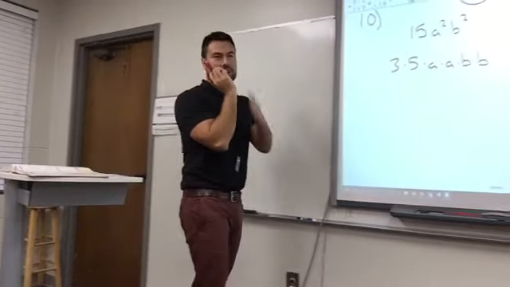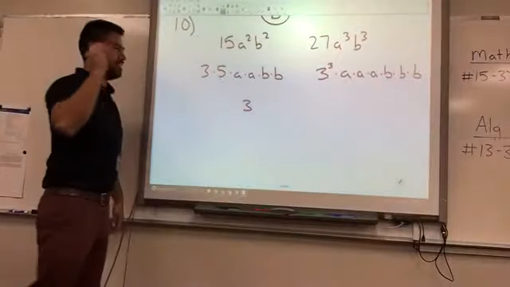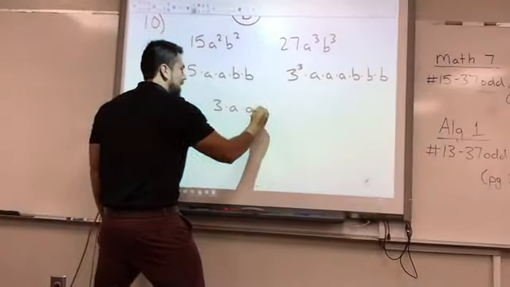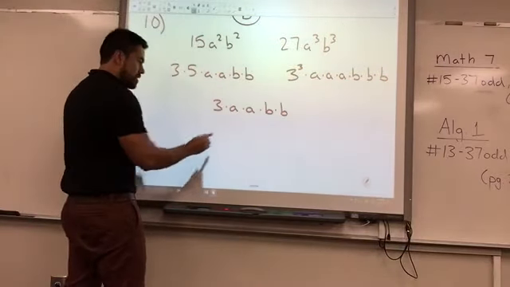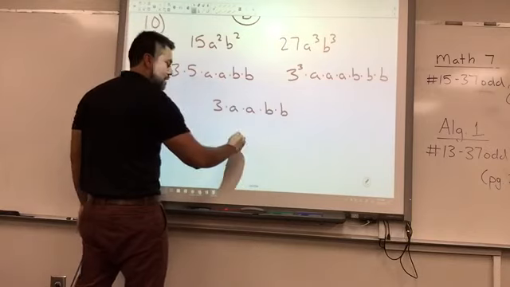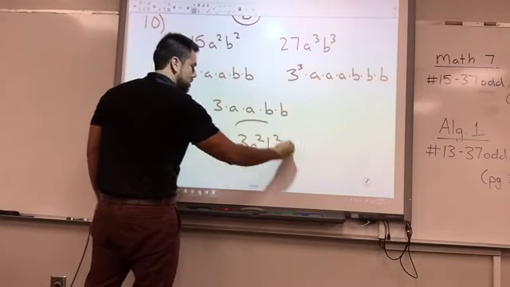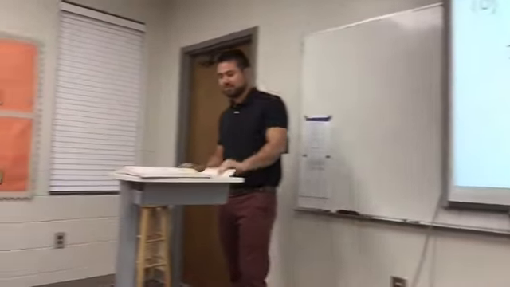What do they share in common? They share a 3. They share 2 A's. So I'm going to put the 2 A's and 2 B's. They have those in common. So your final GCF would be 3A squared B squared. That's your GCF of those two. How nice.